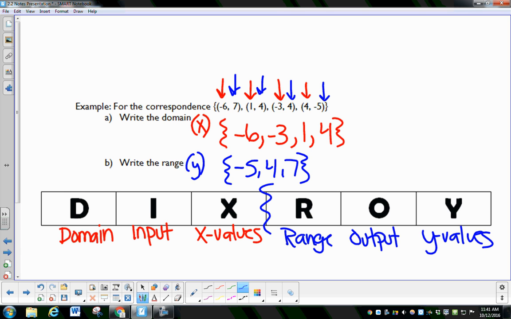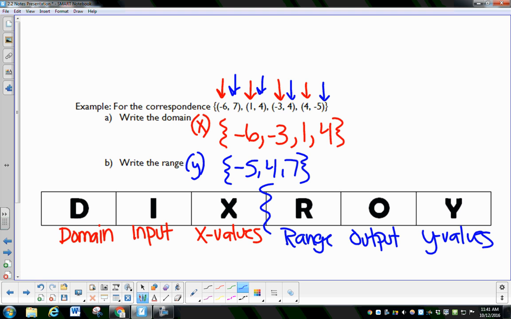Okay, we don't want to list it twice. That's redundant and unnecessary. We only need to list 4 once because we're just saying, hey, 4 could be a y value. It's in the range. It's included in there. So, domain goes with the input, which are the x values. Range is the output, which are the y values.